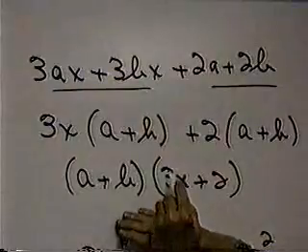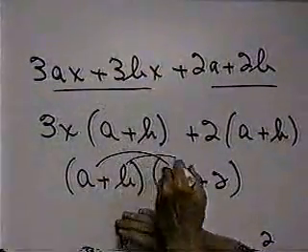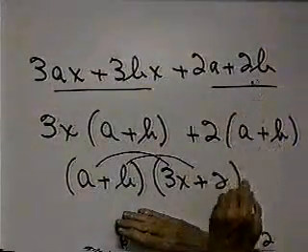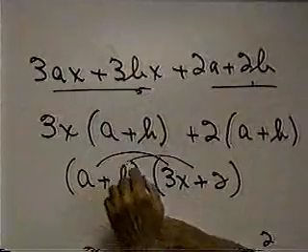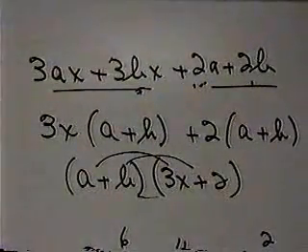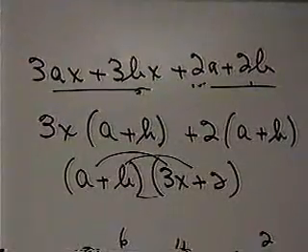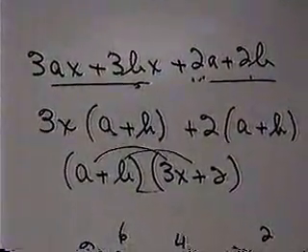Now let's see if it works. First times the first, 3ax. Last times the last, 2b. Inside, 3bx. Outside, 2a. Works. You can always check your work in factoring by multiplying it back together. All right, let's look at example 11.